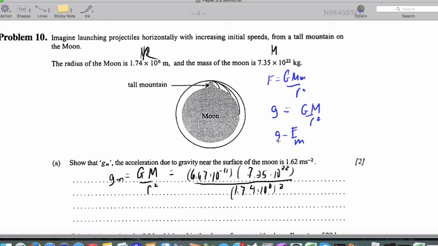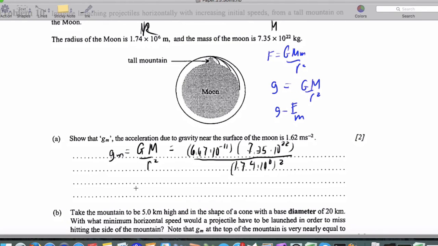Now, you can try to be a hero and put all this in your calculator with all the weird powers and things, but when they tell you to prove something like this, I would almost consider taking a little bit of a gamble. Try to get the answer once or twice, but then if it's taking you too much time, gamble on the fact that you've set it up right, and then just write 1.62 meters per second squared.